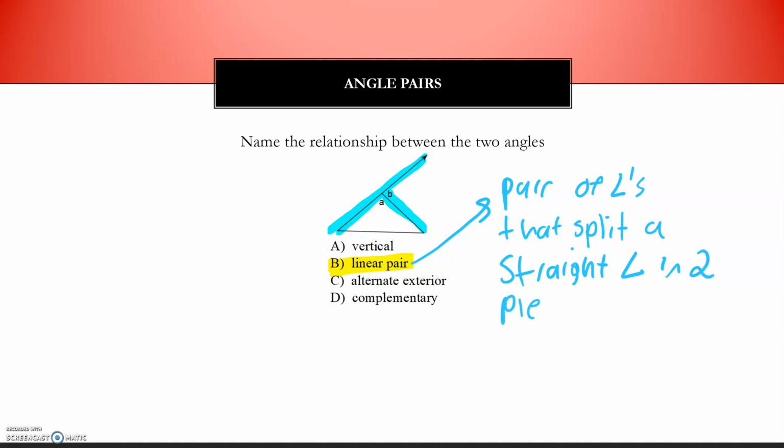into pieces. It does not have to be 2 congruent pieces. They don't have to bisect it. They don't have to divide it in half. It just has to divide them into 2 pieces. So that's what we have here. That straight line that I've highlighted in blue has been split into 2 smaller angles, A and B.